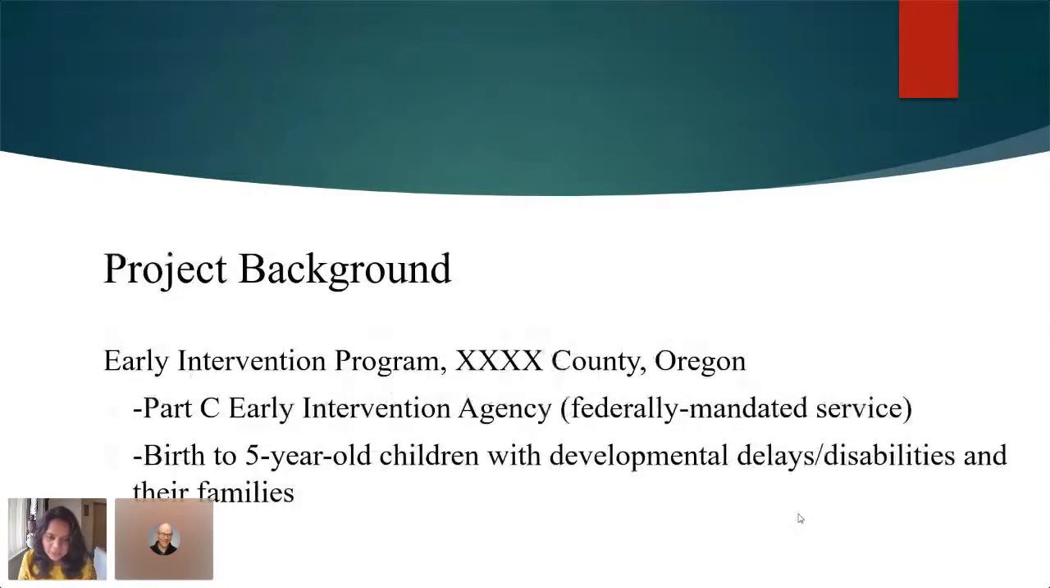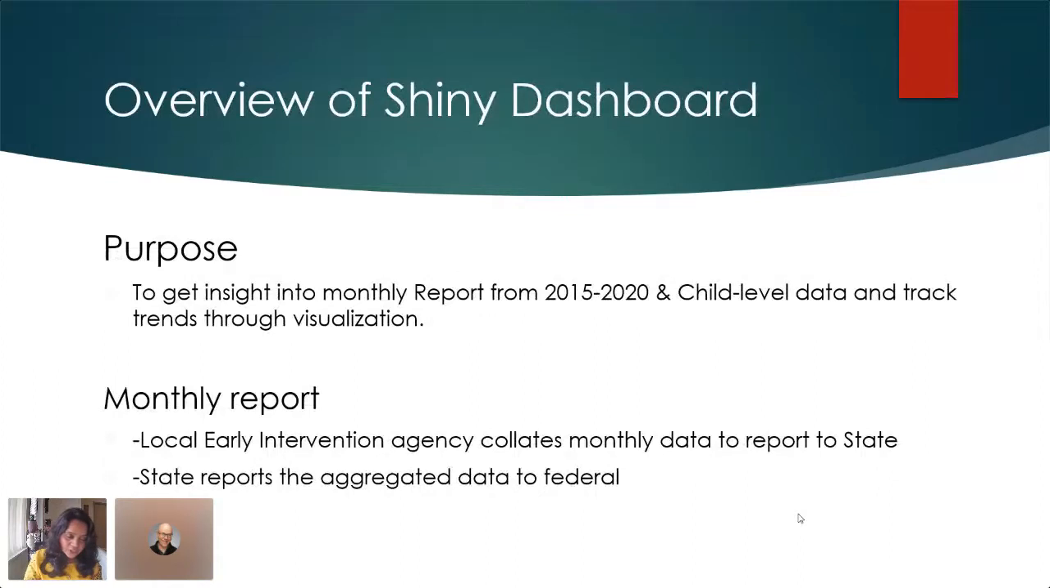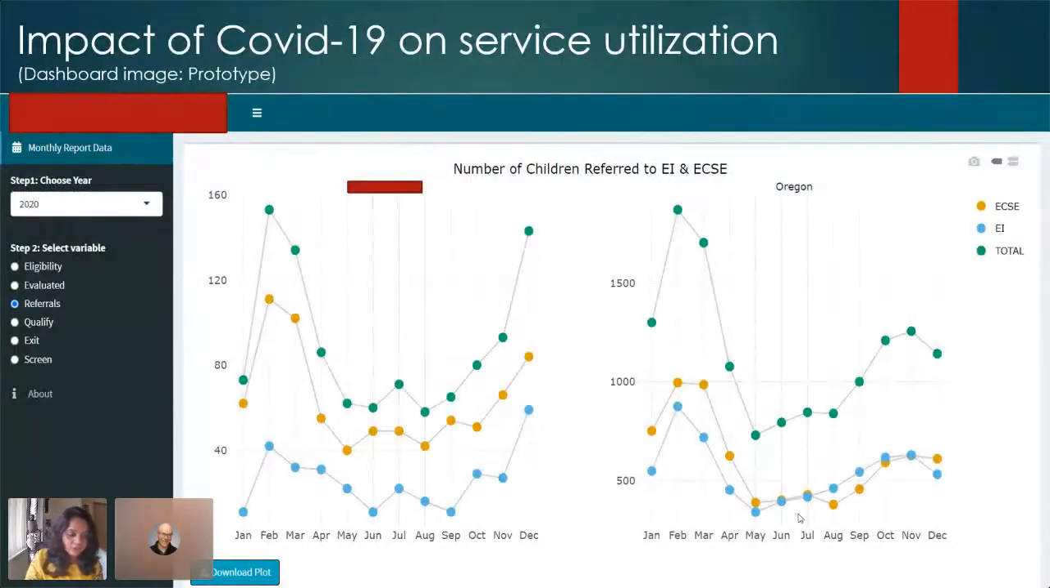For this project, I liaised with the Oregon Department of Education. Now, a bit about Part C Early Intervention and Early Childhood Special Education Services. It is a federally mandated service for birth to 5-year-old children with developmental delays and disabilities and their families. The main purpose of this project was to get insight into monthly reports from 2015 to 2020 and child-level data, and track trends through visualization. These monthly reports are collected by local early intervention agencies, who report to the state, and the state reports the aggregated data to the federal government. Here is a snapshot of the Shiny app which I built for them.